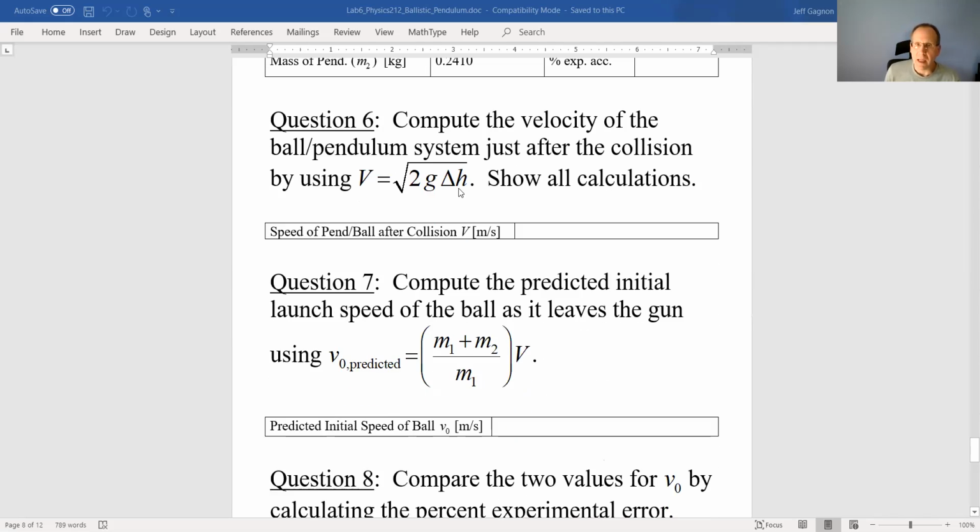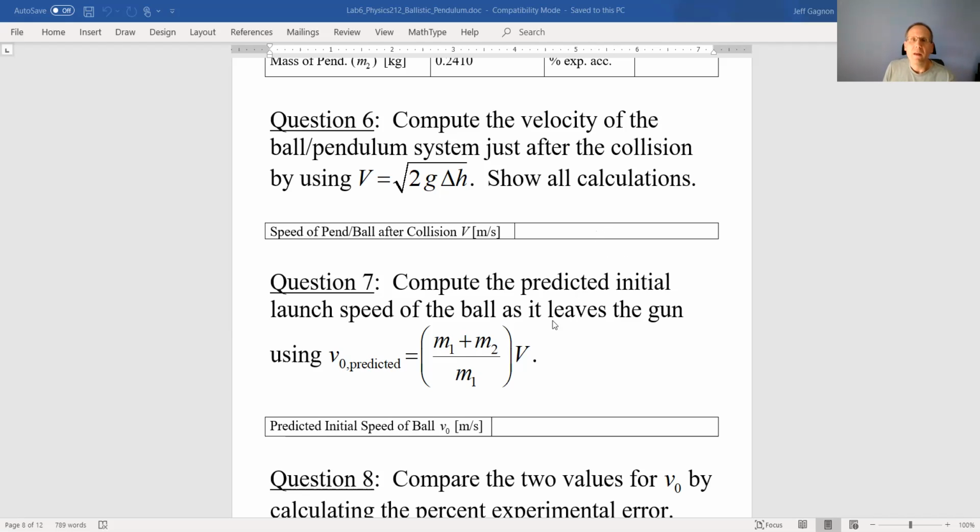Okay, now that we have delta H, right, we can compute V. Remember, that was a velocity right after the ball collided with the pendulum and embedded itself in the pendulum, right? And they moved together with that velocity V. So calculate capital V here.